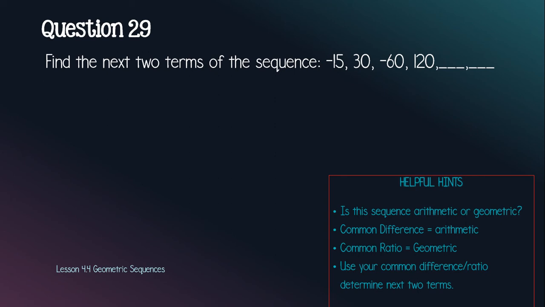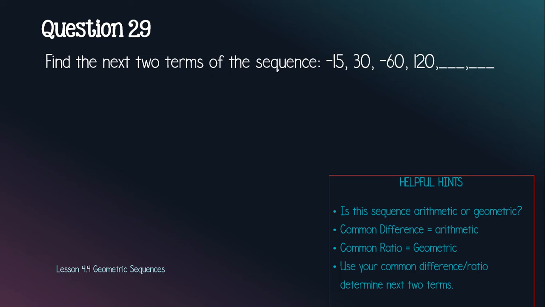Question 29. Find the next two terms of the sequence. Negative 15, 30, negative 60, 120, and then I'm trying to figure out the next two terms. So in my helpful hints box here, I have the first question: is this sequence arithmetic or geometric?